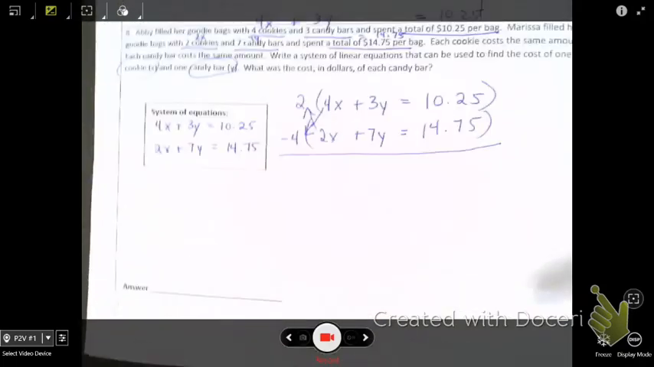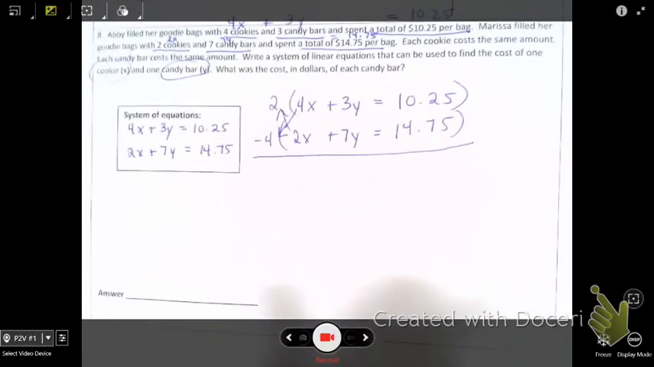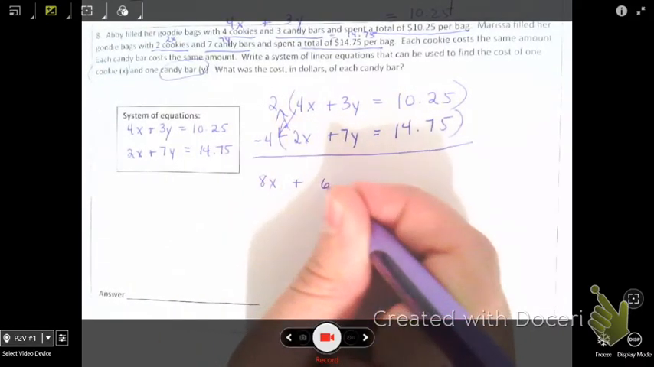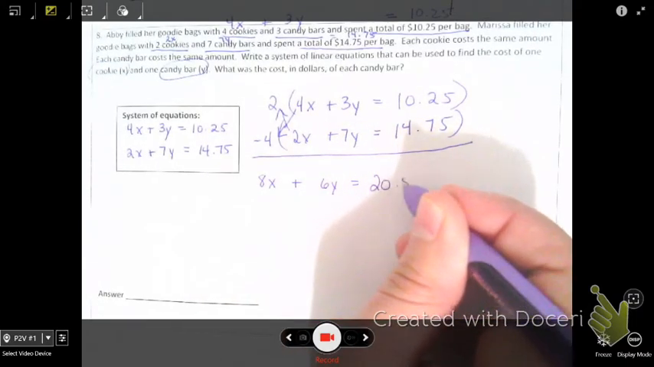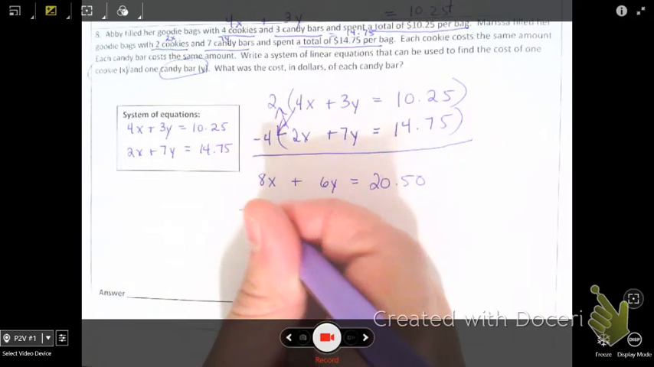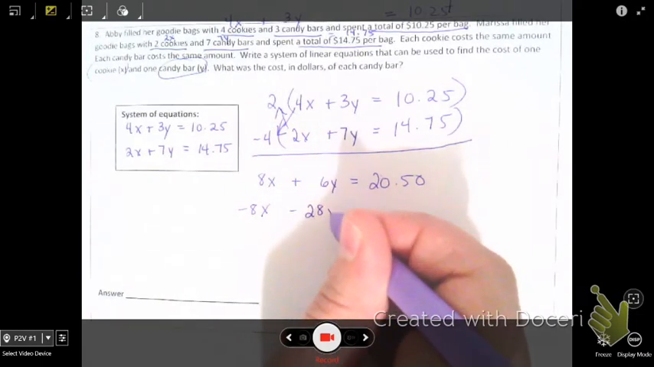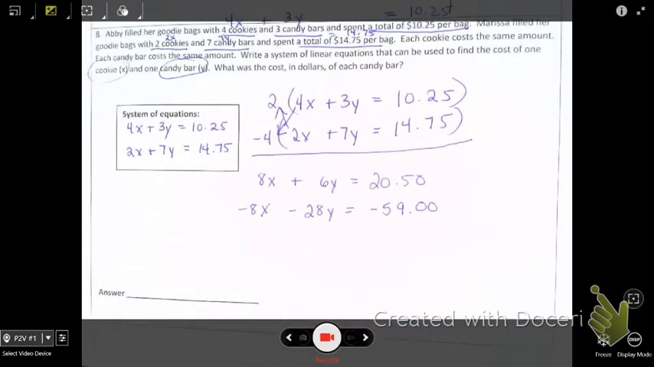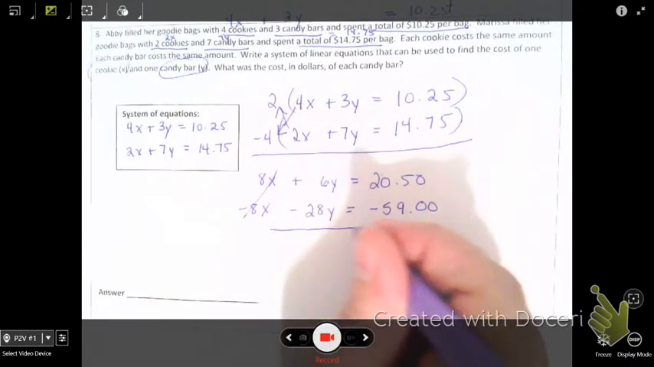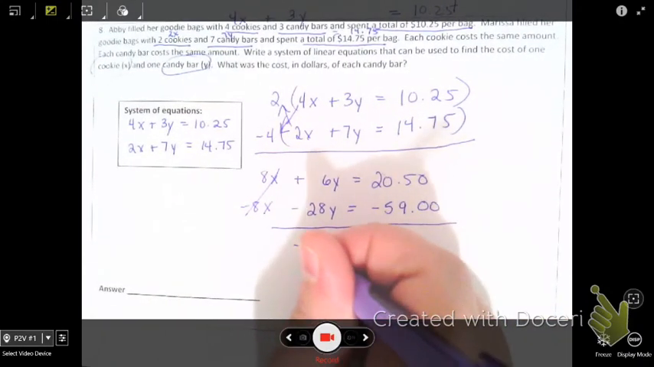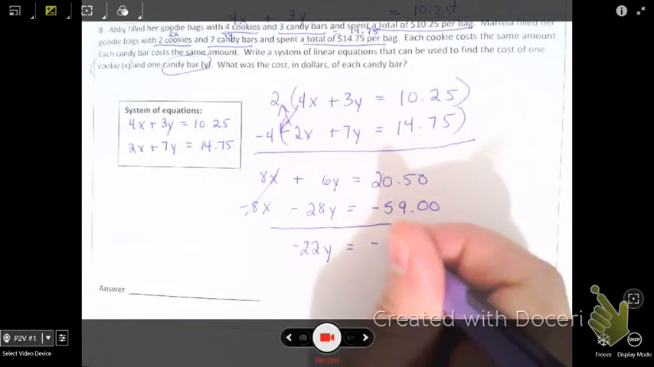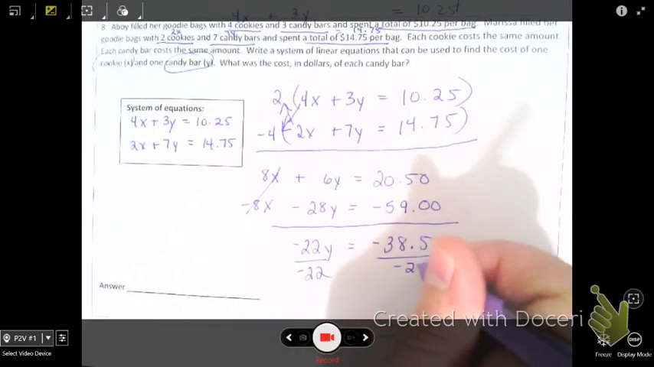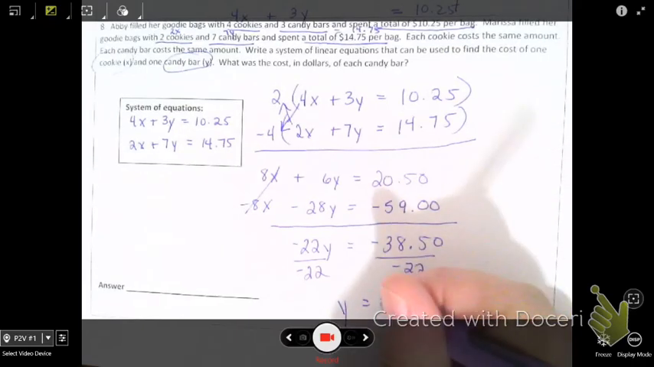Uh-oh. And I'm going to write this out. Here we go. The top equation becomes 8X plus 6Y equals $20.50. The bottom equation becomes a negative 8X minus 28Y equals a negative $59.00. The X's cross out, leaving me with negative 22Y equals a negative $38.50. Divide by negative 22 on both sides. Y is equal to $1.75.